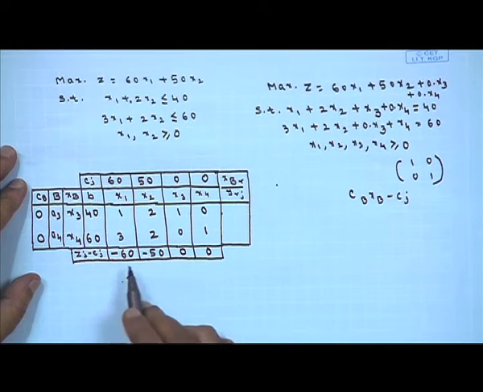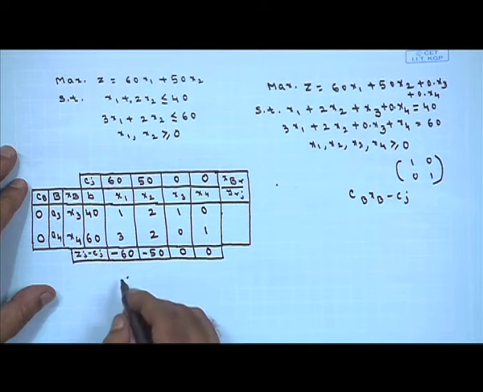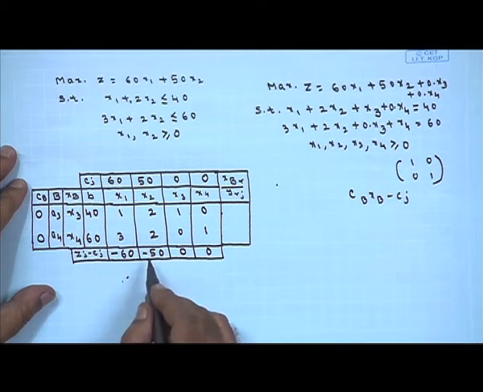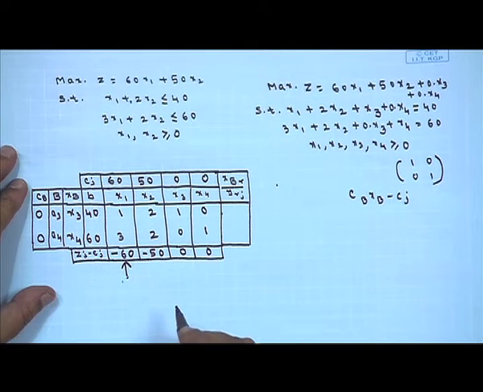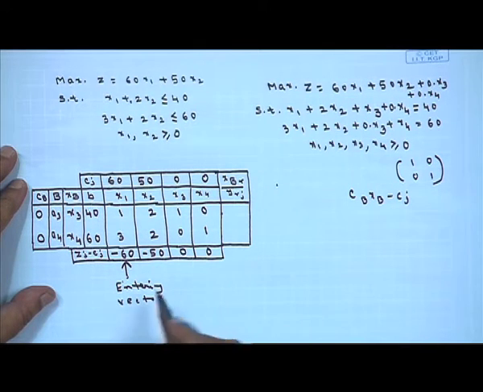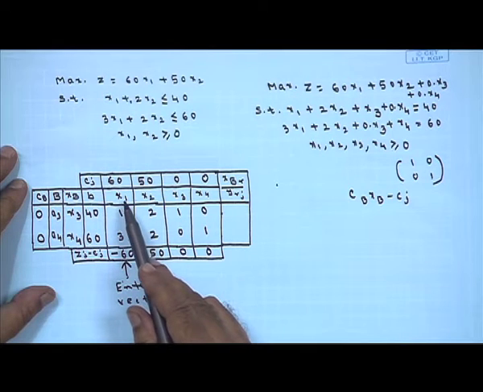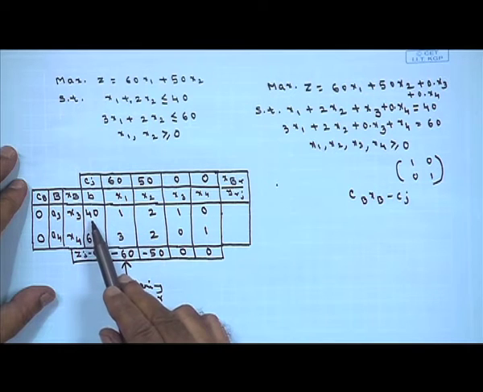Now you see, we have told that if all zj minus cj are greater than or equal to 0, then only we obtain the optimum value, but for this case that is not true. Some are negative, and the most negative is minus 60. Therefore, this will be the entering vector. So, basically from this basis one variable will go out and x1 will enter.